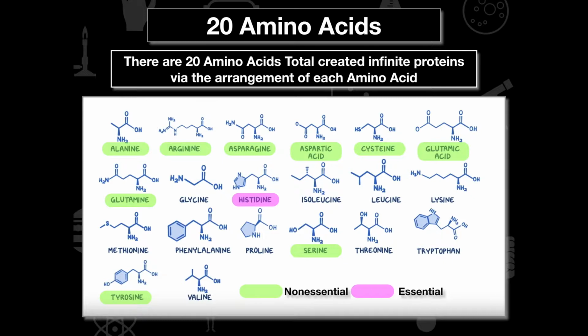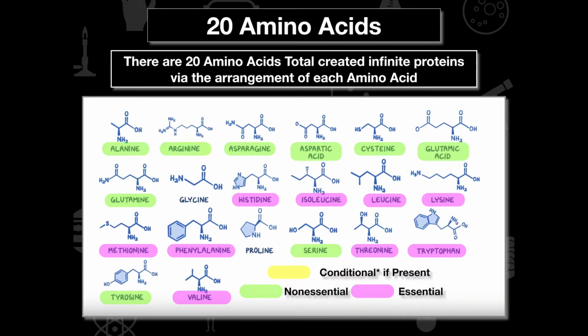So you have histidine, proline's going to be 1. All of these in the pink are going to be our essential amino acids that we cannot synthesize ourselves and are necessary for us to consume in our diet. Now, there's going to be some that are what we call conditional. And conditional depends on what we're going through and what we're consuming in our body.